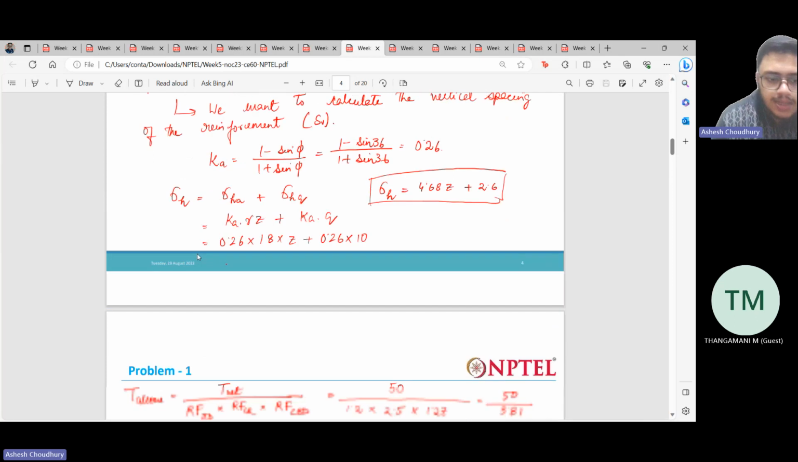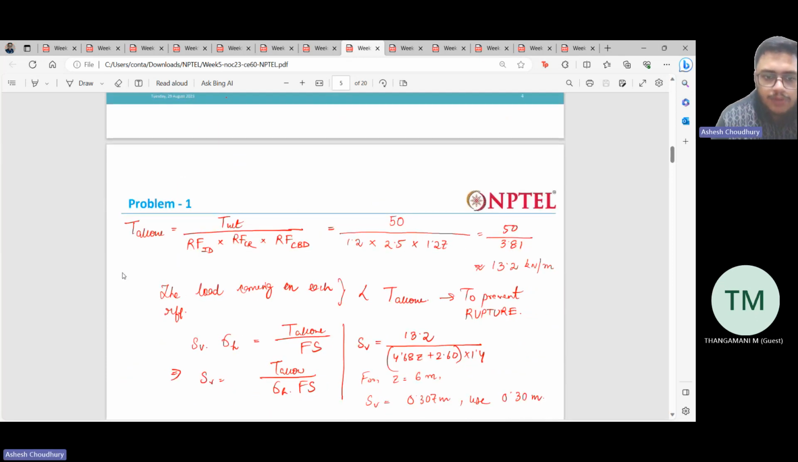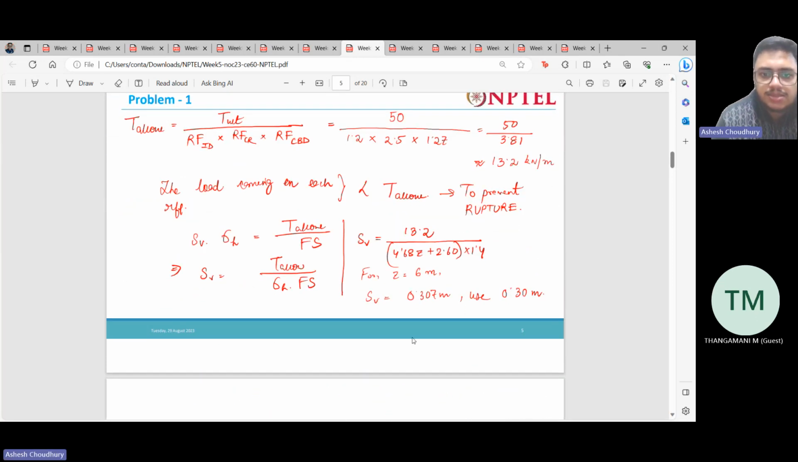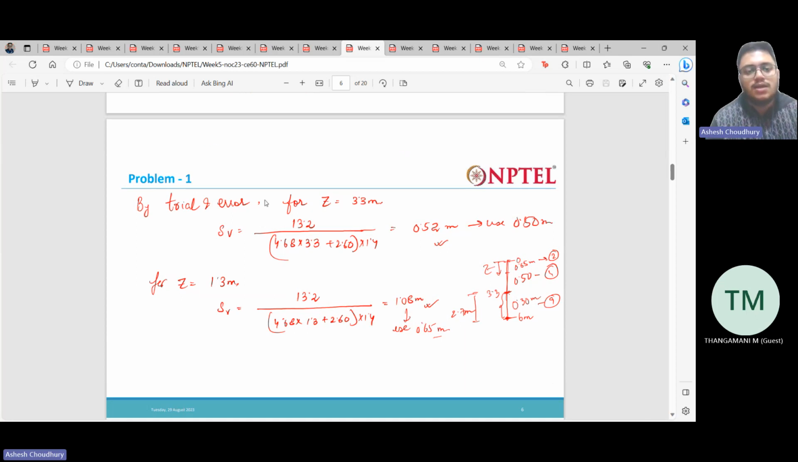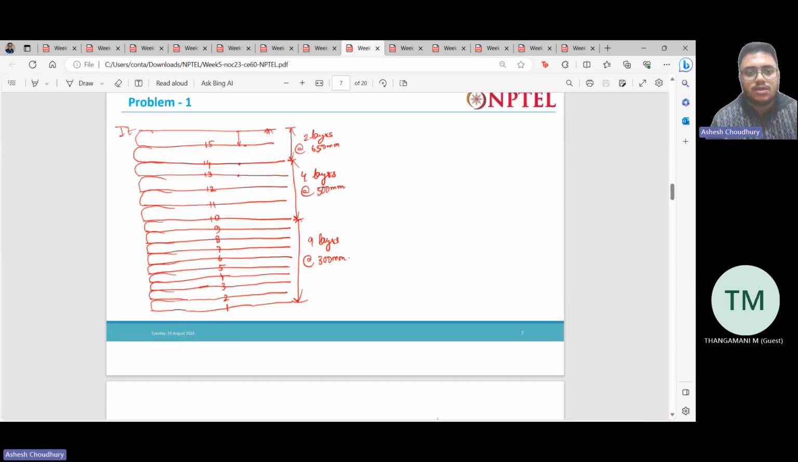Okay, the horizontal stress, then we found out the spacing, we decided the spacing. The load coming on each reinforcement should be less than the allowable tensile strength of the geosynthetic. From there, we decided the spacing of the geosynthetic. Then by trial and error, we decided a proper spacing. Then we place the geosynthetic like this in layers.